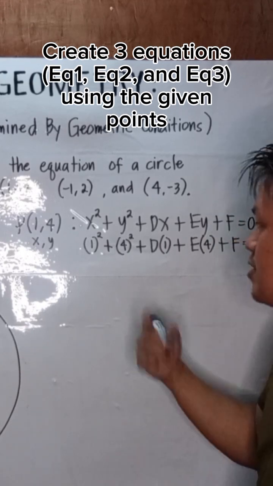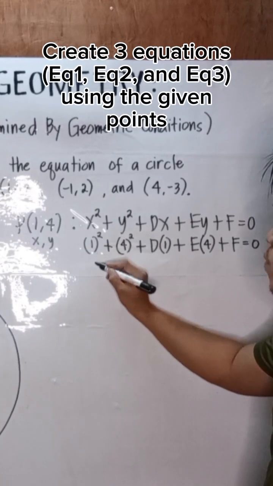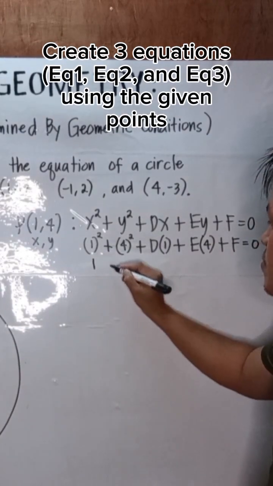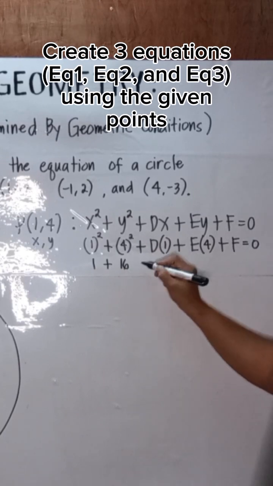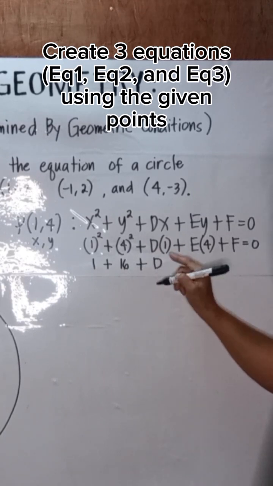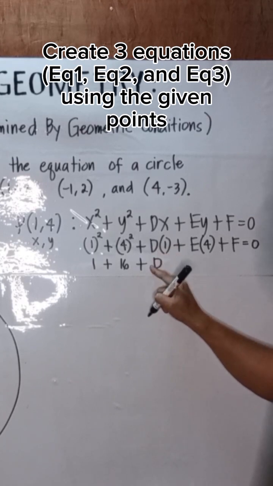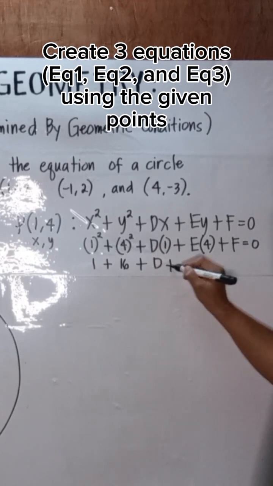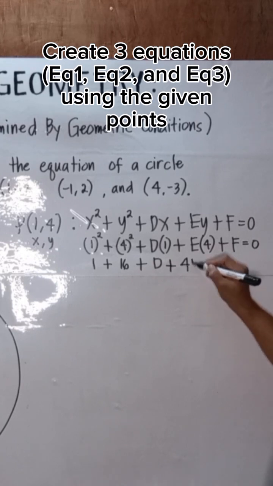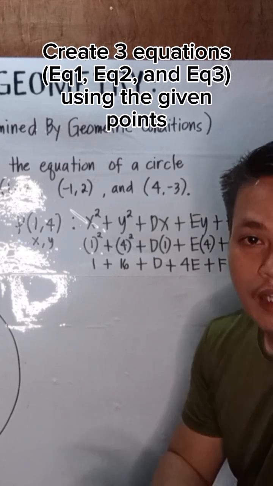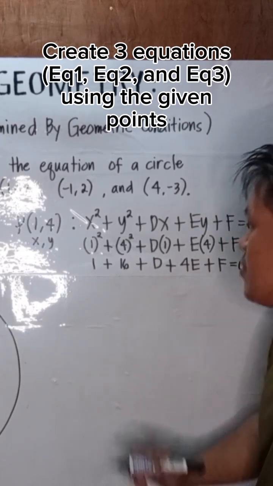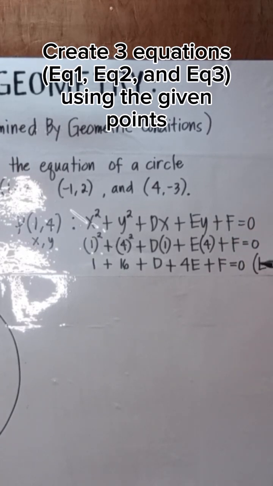Yan. Then, isi-simplify natin. We have 1 squared is 1. Then, 4 squared ay 16. Ito ay plus d, kasi 1d, hindi na natin sinusulat yung 1. And then, ito ay 4e. And then, ito ay f pa rin. So, we will label it as equation 1.